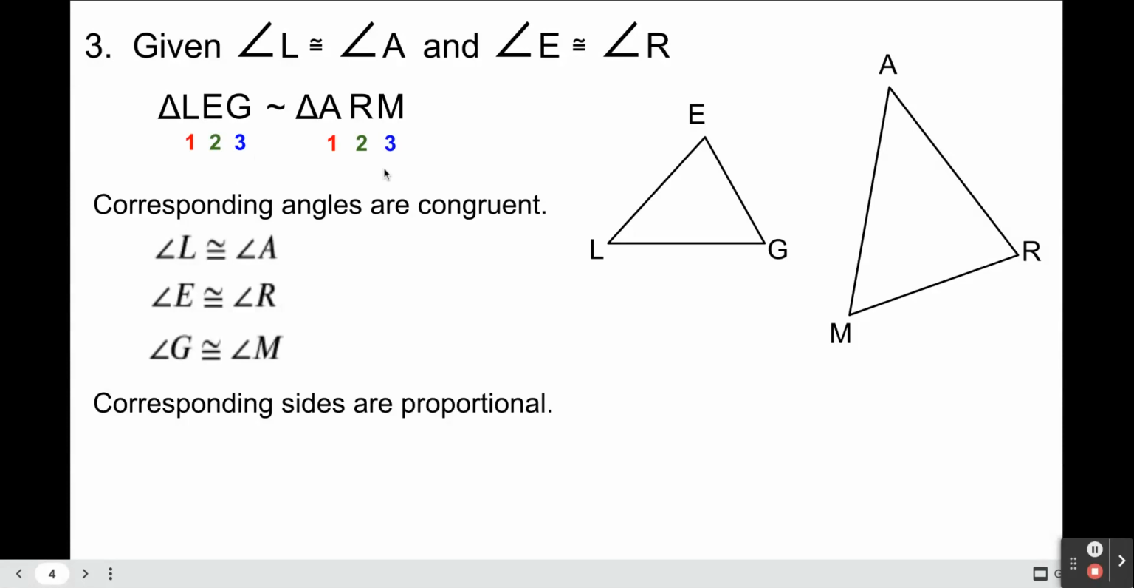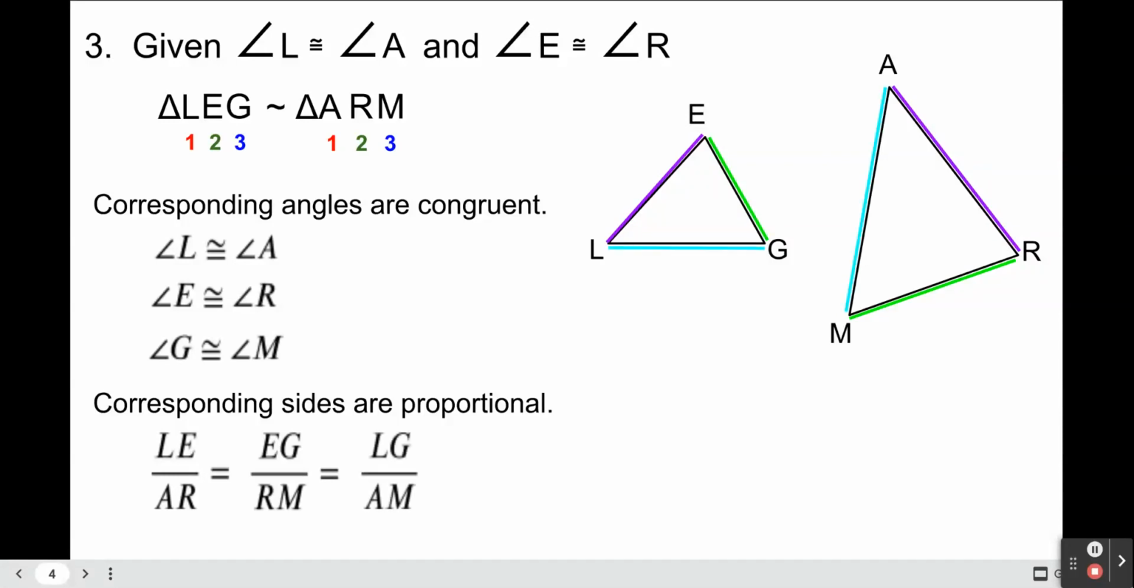Of course, if you need to number your letters in your similarity statements to help you with the corresponding sides, pick any pair of sides. LE corresponds with AR. So LE is the first two letters, AR is the first two letters. EG corresponds with RM. And then finally, LG corresponds with AM. So the corresponding angles are congruent and corresponding sides are proportional.